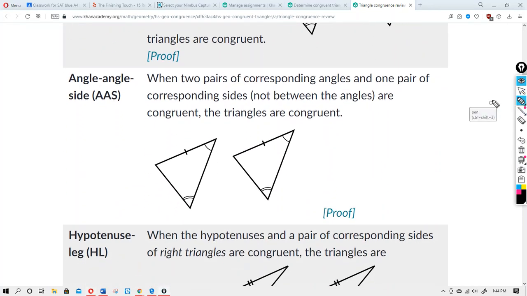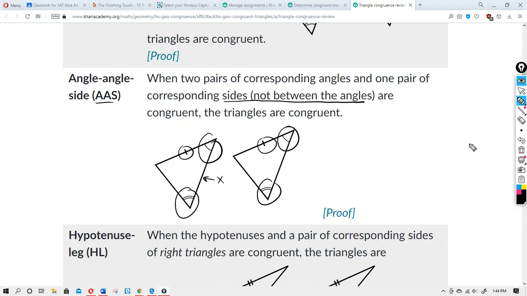The next one is AAS. It's two angles and one of the sides that is not between the angles. So here you have the two angles, but the side that's congruent is not between the two angles. It's another side. So angle, angle, side.